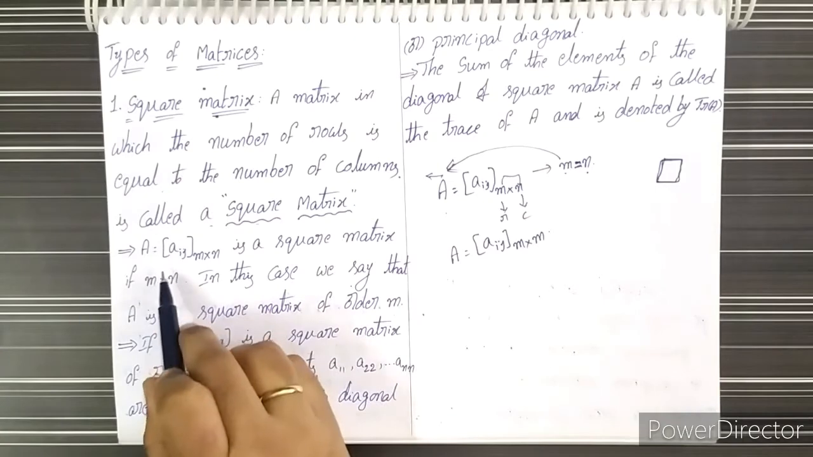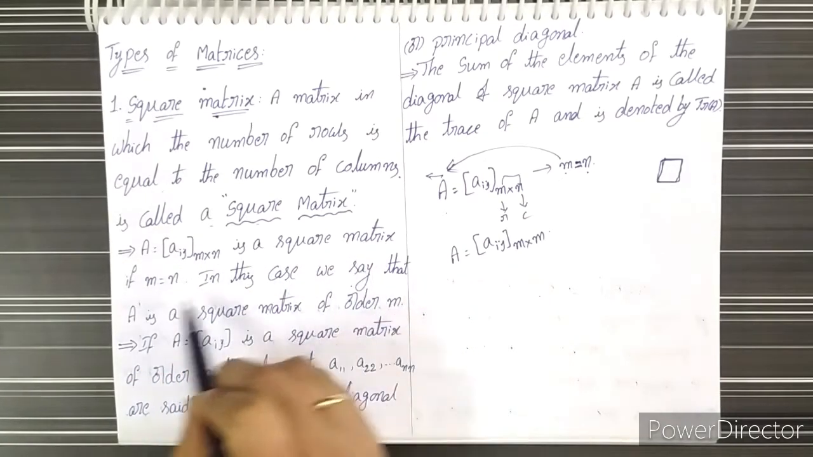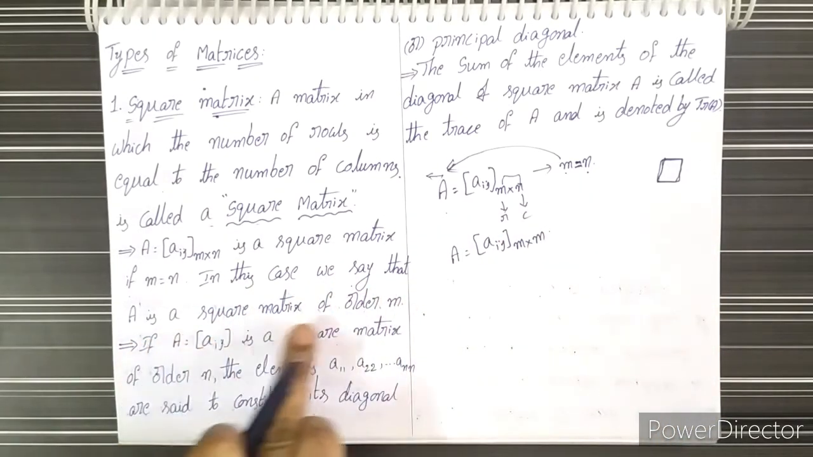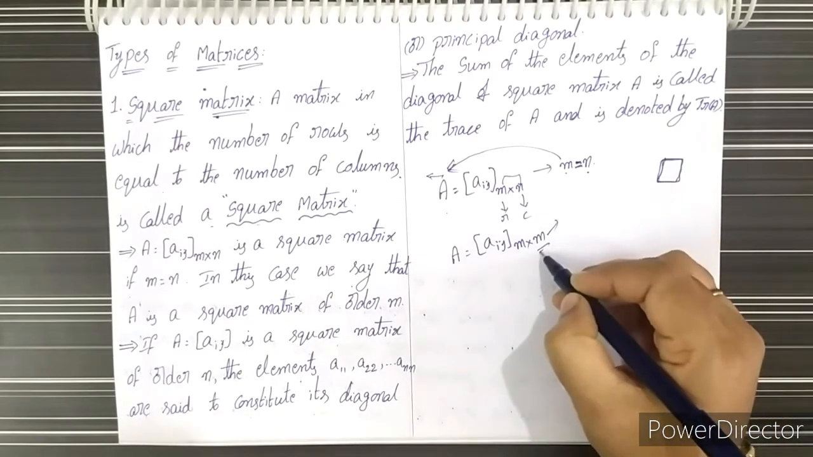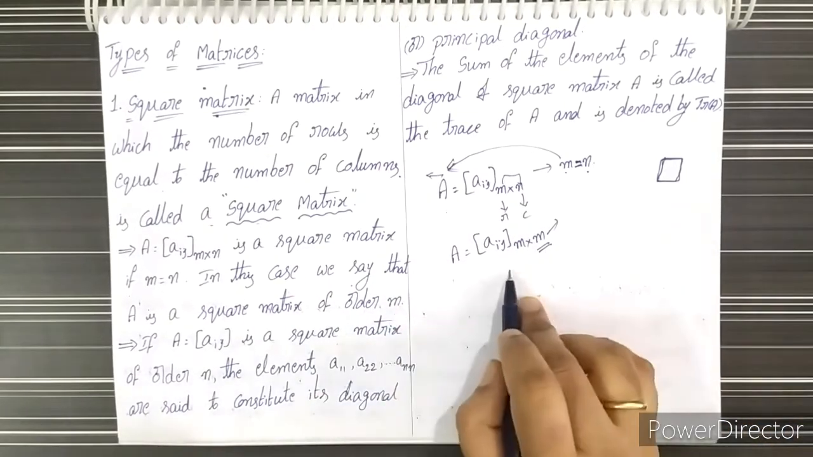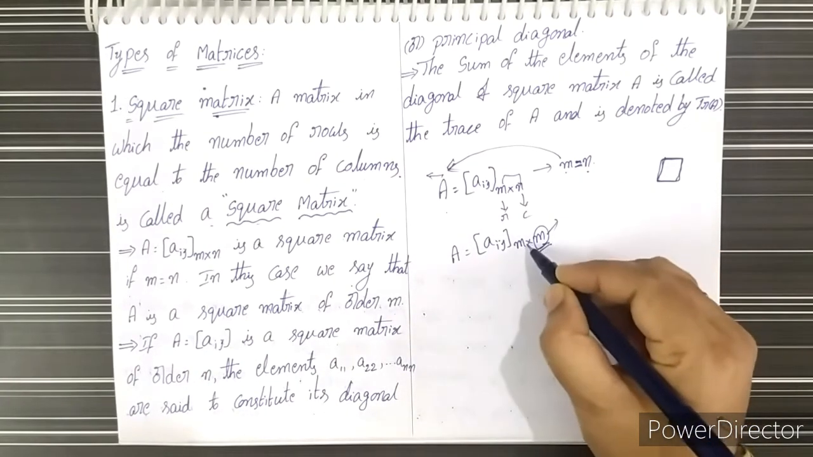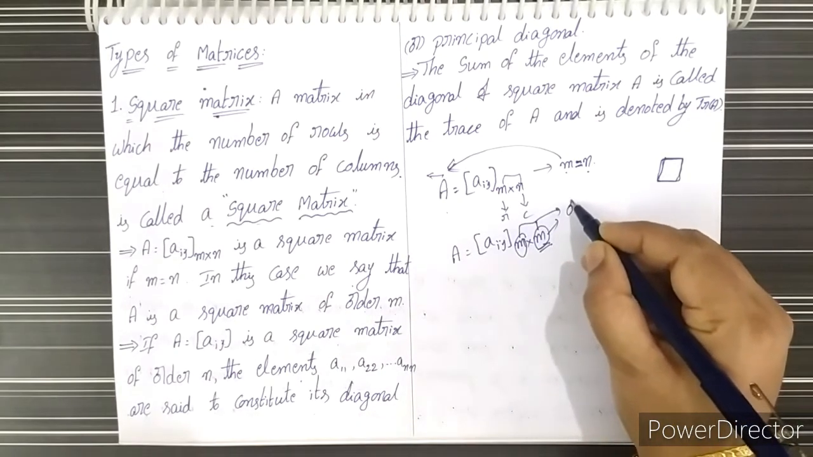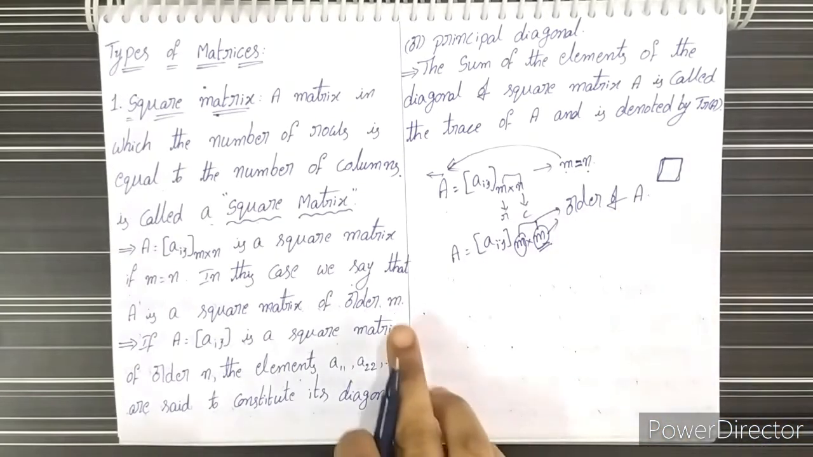Next, the matrix A = [aij] of size m by n is a square matrix if m equals n. In this case, we say that A is a square matrix of order m. That means this m can be called the order of the matrix. This m or this n, both are equal, and it is called the order of the matrix A.